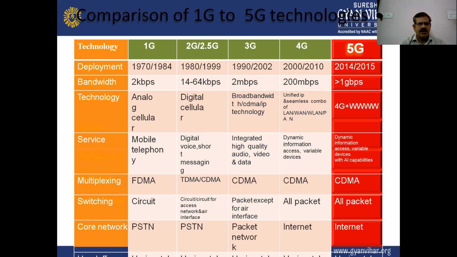Bandwidth for 1G is 2 kilobit per second; for 2G, 14 to 64 kilobit per second; 3G, 2 megabit per second; 4G, 200 megabit per second; and for 5G, greater than 1 gigabit per second.